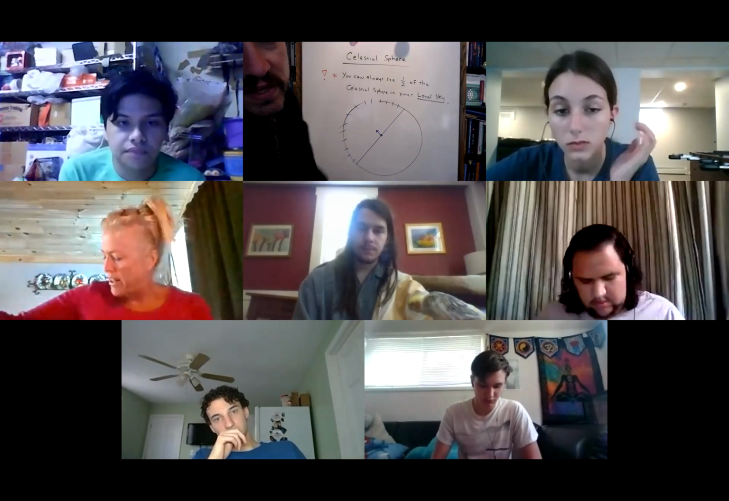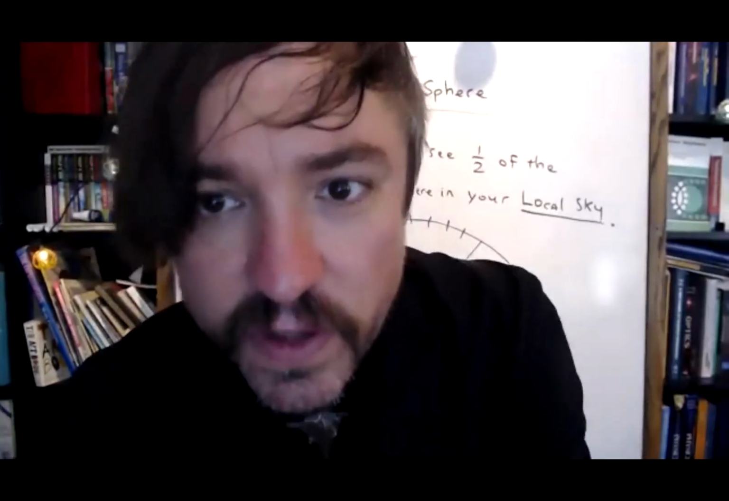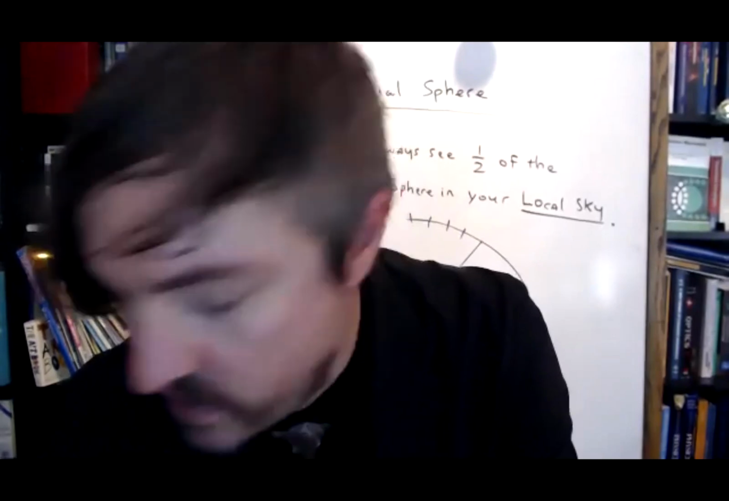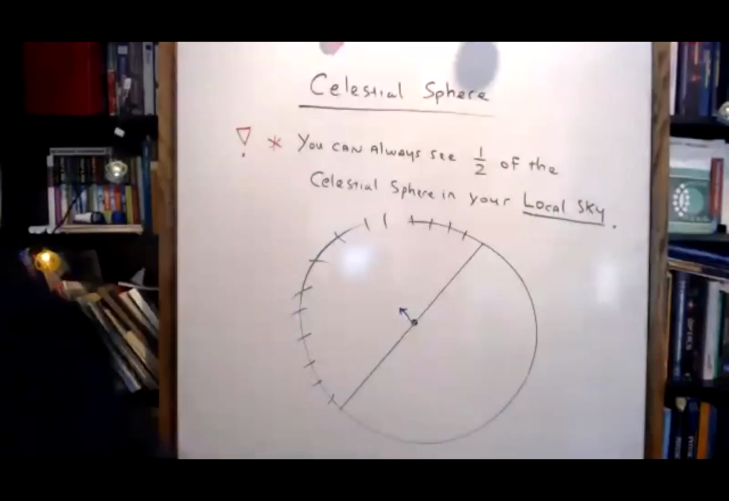Okay, so you can always see 1/2 of the celestial sphere in your local sky. Good point to remember. Now that I've defined the celestial sphere somewhat crudely, it's time for me to mute my phone.